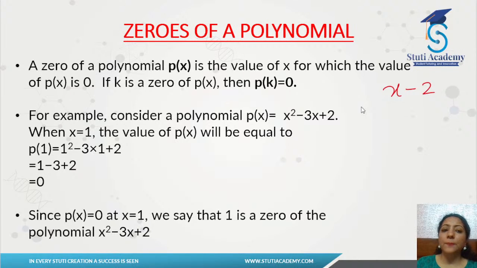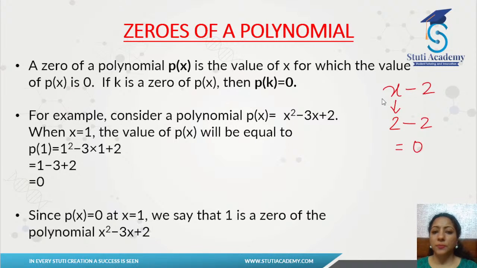For example, if I put x is equal to 2, I'm going to replace this x by 2. I'm going to get 2 minus 2, that is 0. So x is equal to 2 is making this polynomial 0. So we can say that 2 is a zero of the polynomial. I'm just reading this again. A zero of the polynomial p(x) is the value of x for which the value of p(x) is 0. That means the value of the polynomial becomes 0. If k is a zero of p(x), then p(k) is equal to 0. So if we know that 2 is a zero of this polynomial x minus 2, then p(2) will become 0.